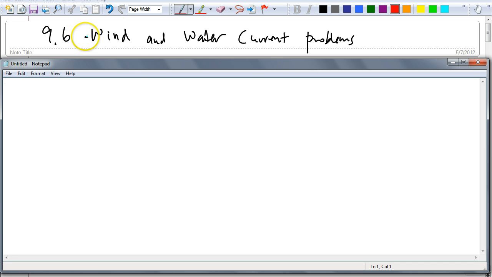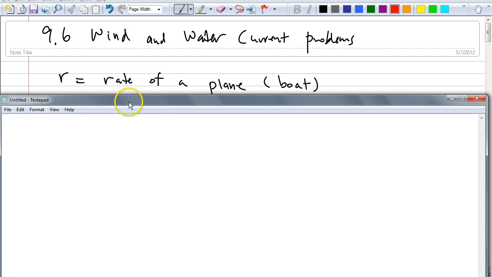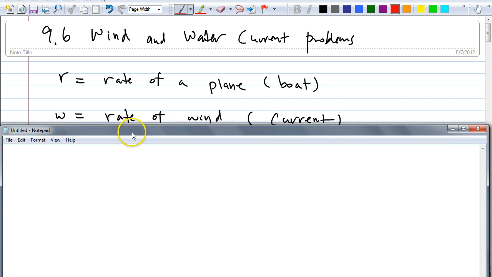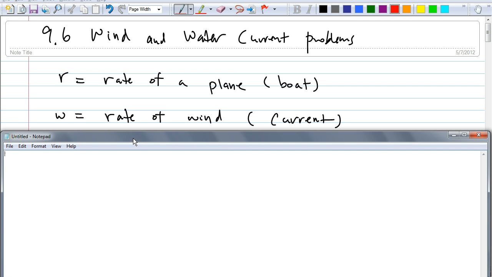So on your worksheet, it's got what R equals. R is going to equal the rate of the plane or the boat, depending on what kind of problems you have. So write that down. And guess what the W would stand for? Yeah, the rate of the wind or the water. Right? Or I said current. Okay.